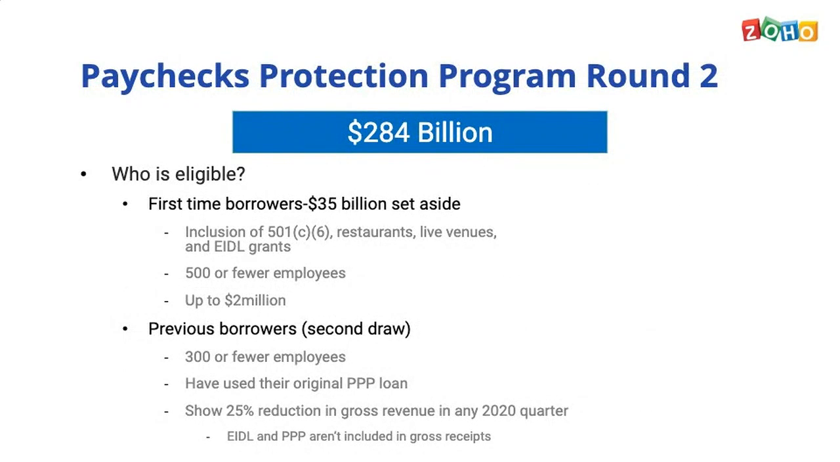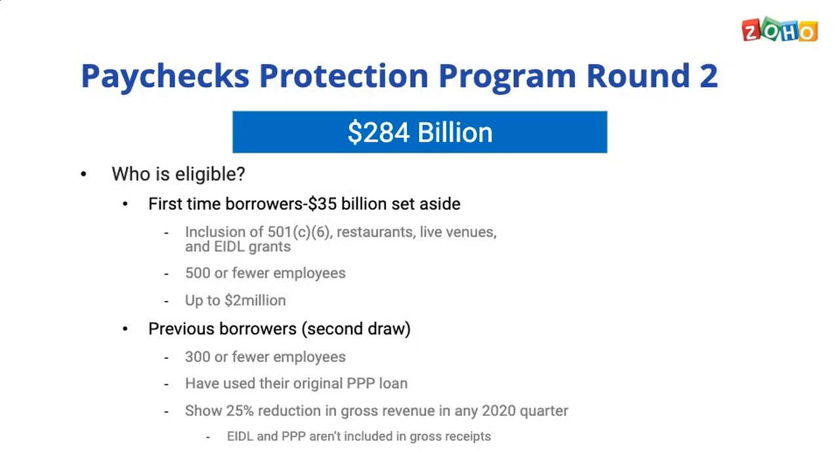And now let's talk about the Paycheck Protection Program, Round 2. This is also known as PPP Round 2. And like Val mentioned, there will be a dedicated $284 billion for PPP Round 2. Now whenever we're talking about who is eligible, like Tala was mentioning earlier, for first-time borrowers, they're setting aside $35 billion. Essentially, it's the same businesses as before, 501(c)(6)s, restaurants, live venues, and EIDL grants.